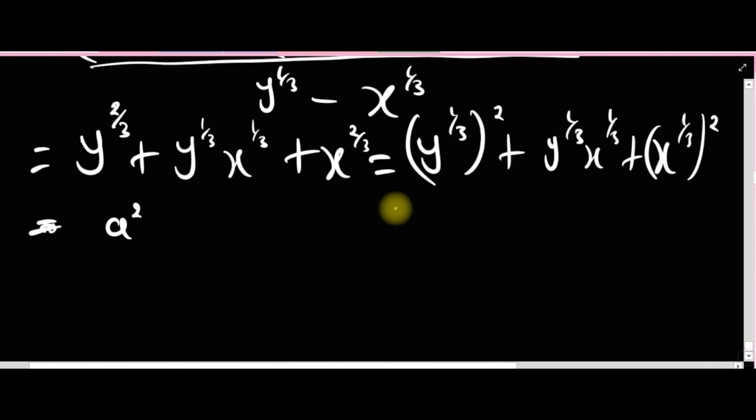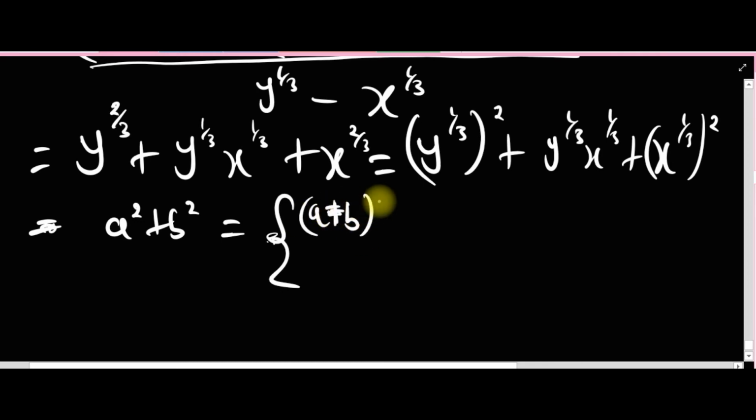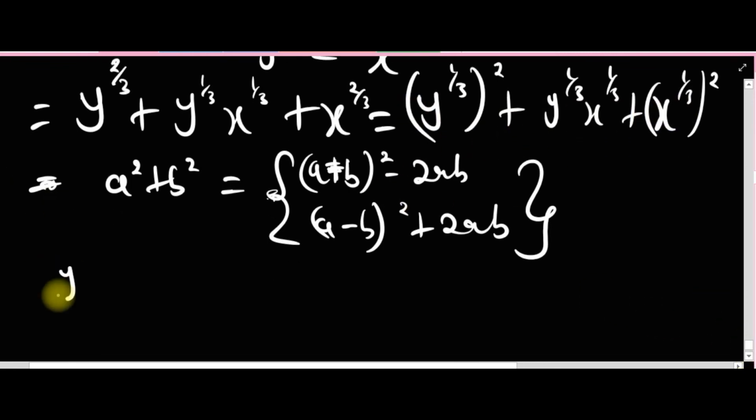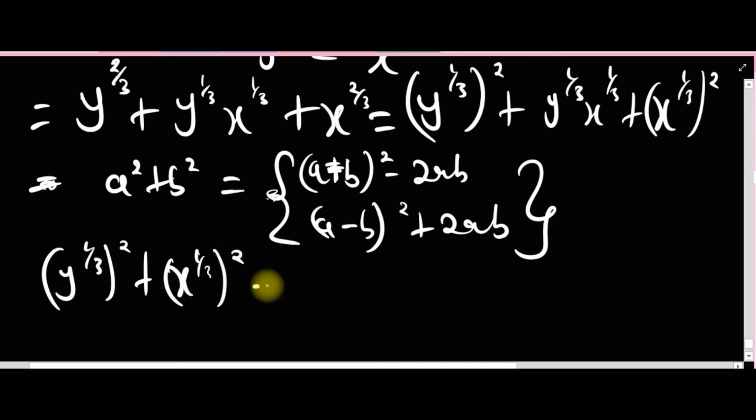But we know that the addition of two squares has two formulas, which is either a plus b squared minus 2ab, or a minus b squared plus 2ab. So any one will be the answer. Looking at this, we'll use this addition of two squares. So I'm saying that we'll write this as y^(1/3) all squared plus x^(1/3) all squared. Do you get?